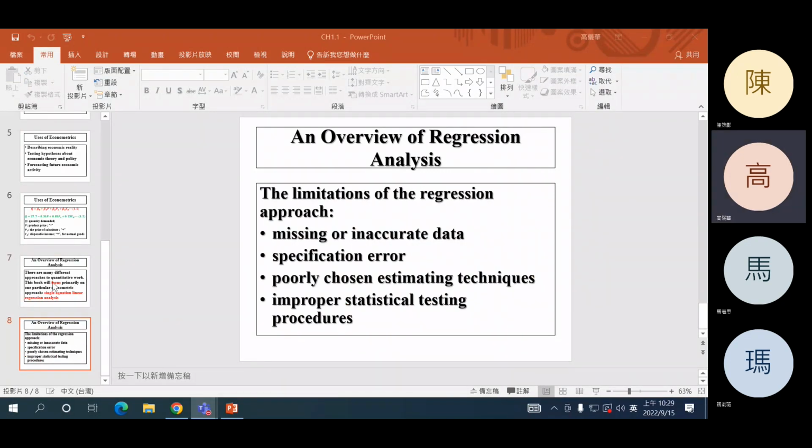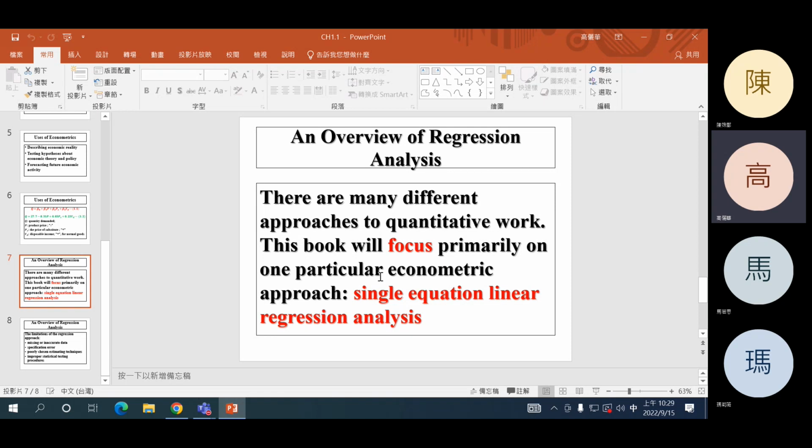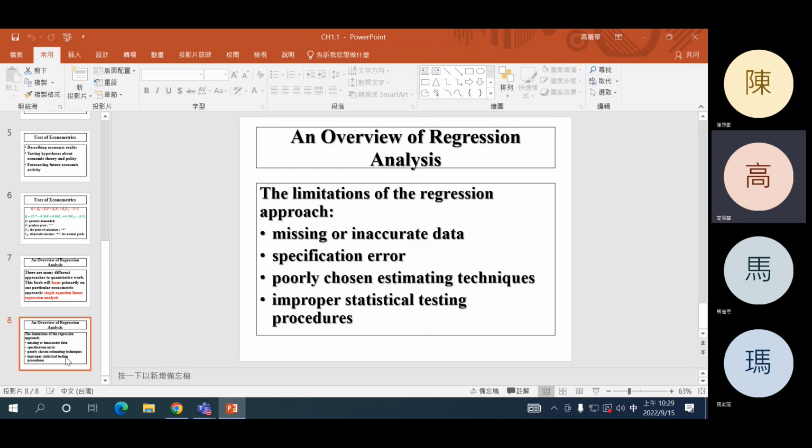However, we'll focus on this method. It doesn't mean that this is the number one. This is wonderful, but it is really popular. For every statistical method, they do have their own limitations. So before we learn it, we need to understand the limitations. After we understand these limitations, then we can avoid these mistakes.